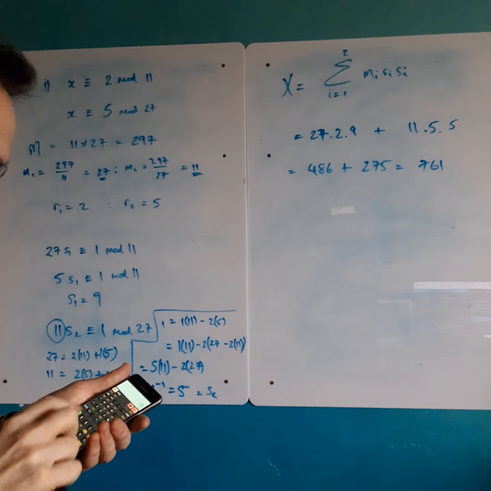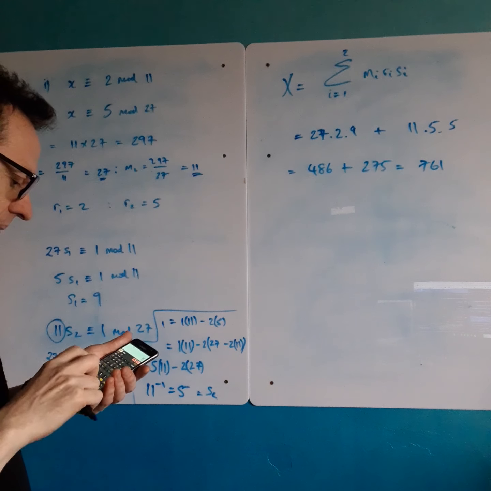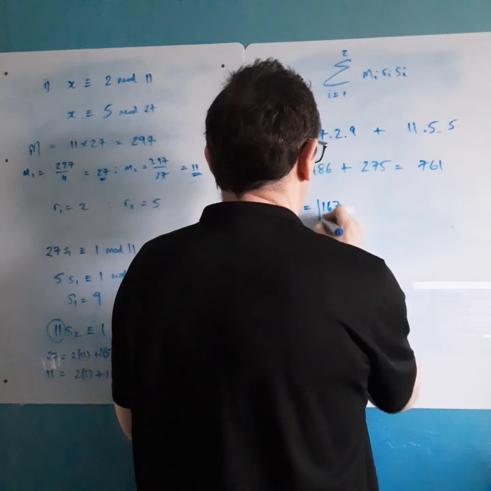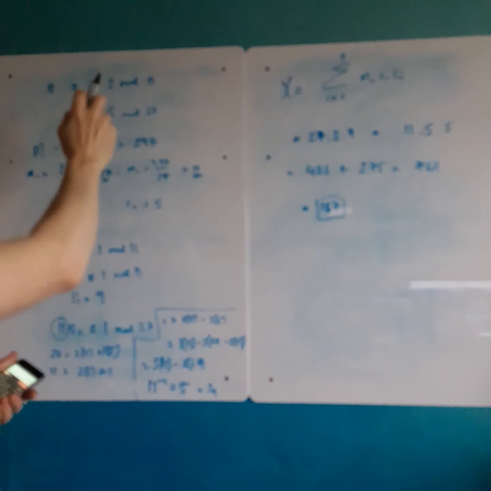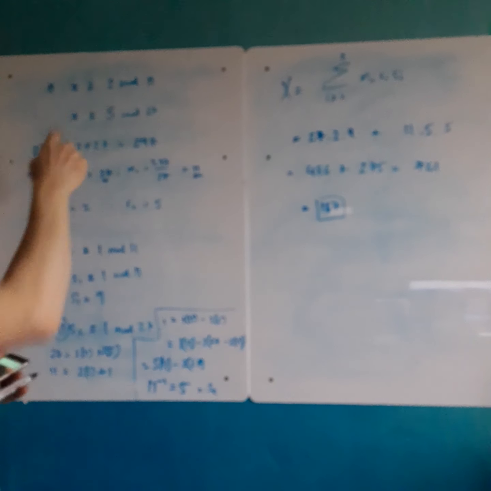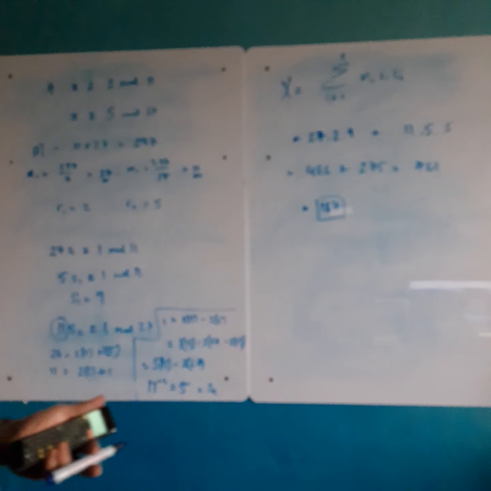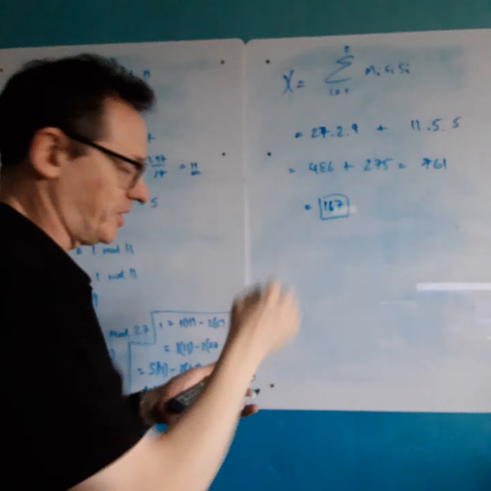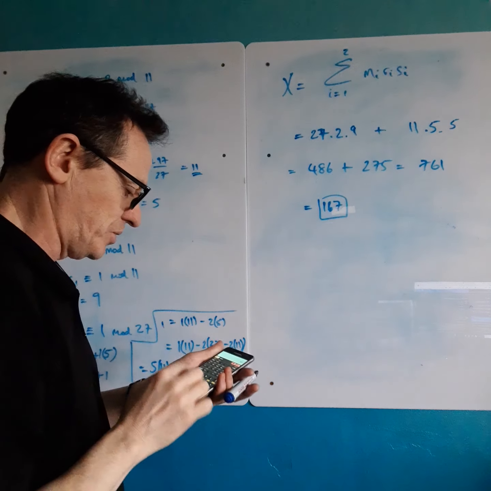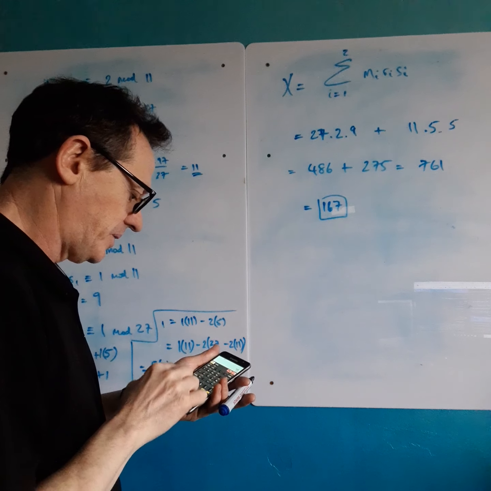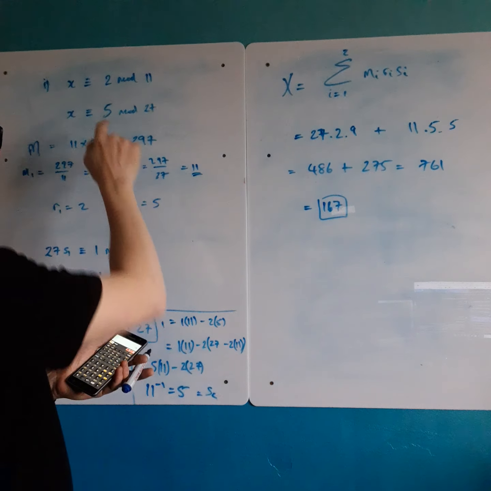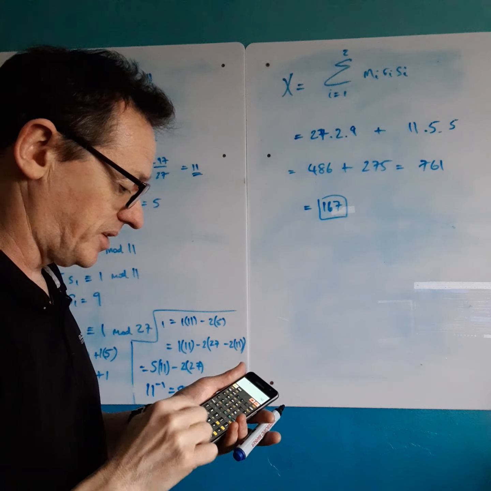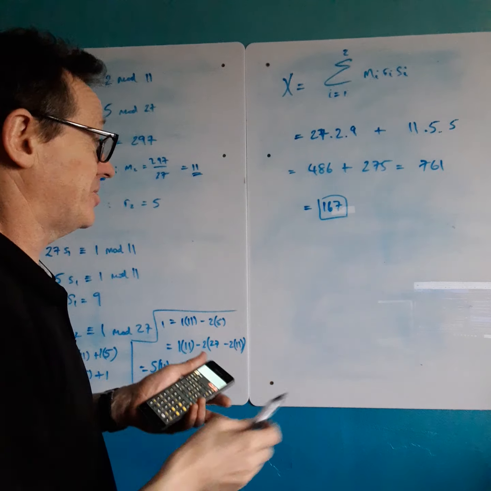We can reduce that by our big mod, which is 297. Just take off a couple of 297s and I'm getting the answer 167. So 167 is congruent to 2 mod 11, and 167 is congruent to 5 mod 27. The quickest way to check is to subtract the 2 and see if 11 goes into the other bit. If there was a remainder of 2, 11 should go into 165. 165 divided by 11 goes in evenly 15 times. And if there's a remainder of 5 when I divide by 27, 27 should go into 162. 162 divided by 27 is 6. So that's our answer, 167.